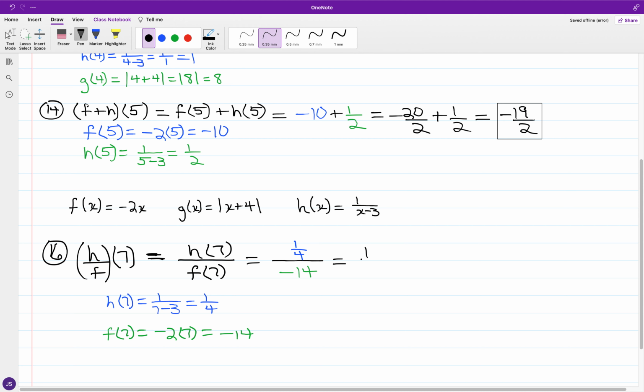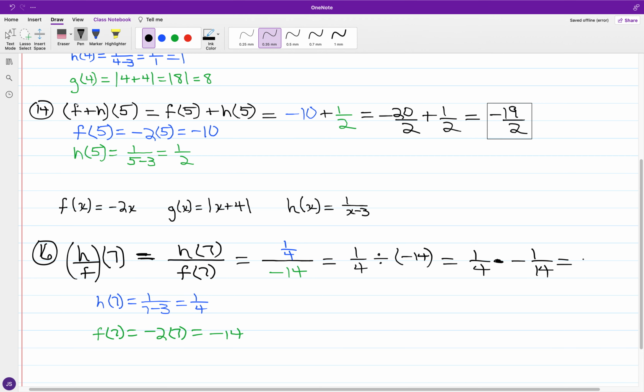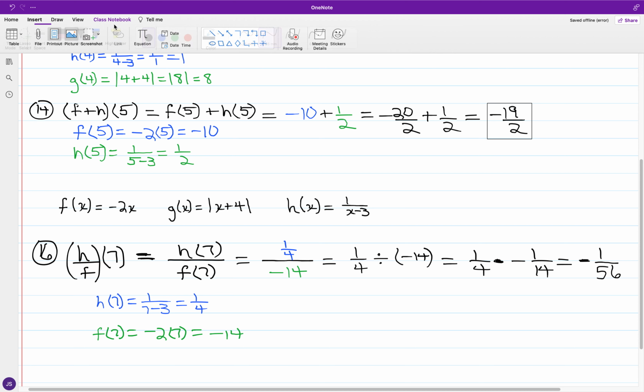If I divide by a number, it'll be the same as multiplying by its reciprocal. So you have 1/4 divided by negative 14. So say I have 1/4 times the reciprocal, which would be negative 1/14, and a positive times a negative is a negative. So I have the negative of 1, and 4 times 14 comes out to 56. So h over f of 7 is equal to negative 1/56.